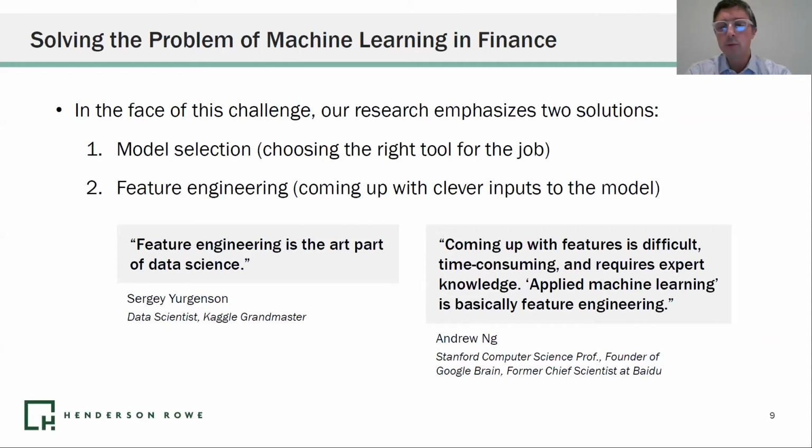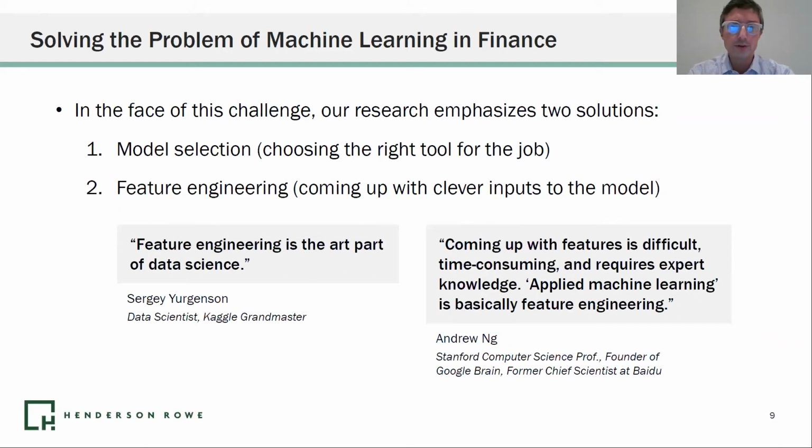And this is something that's been recognized by users on that website Kaggle. The top contestants, including this Kaggle grandmaster, Sergey Jurgensen, who said that feature engineering is the art part of data science. They recognize that to win these contests, probably the greatest skill is actually in building the best features to make predictions. An even better quote, I think, comes from Andrew Ng at Stanford.